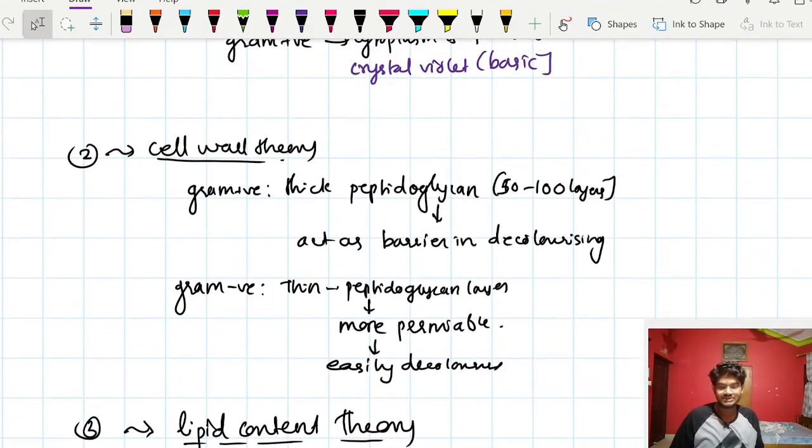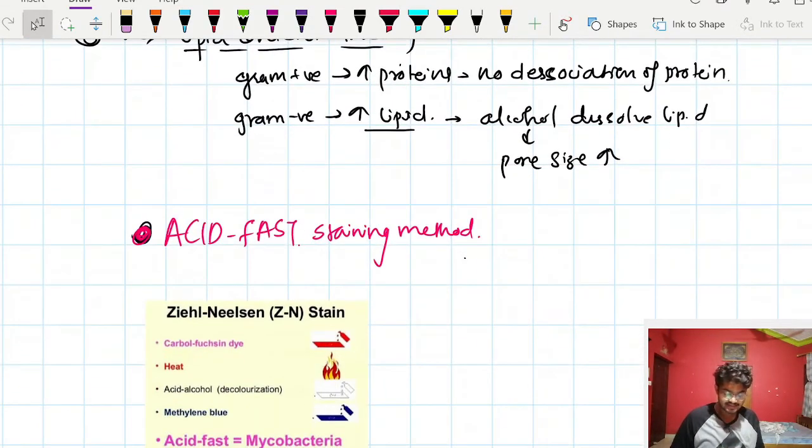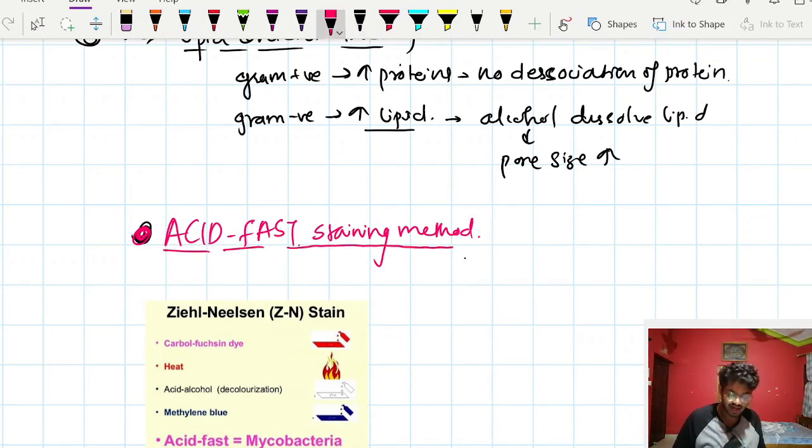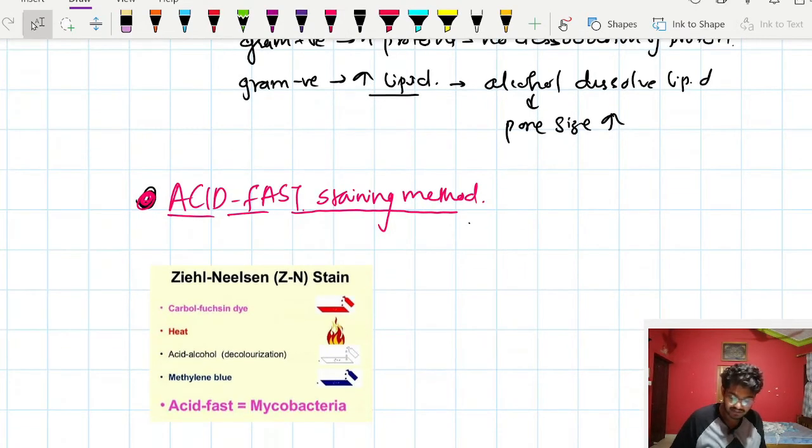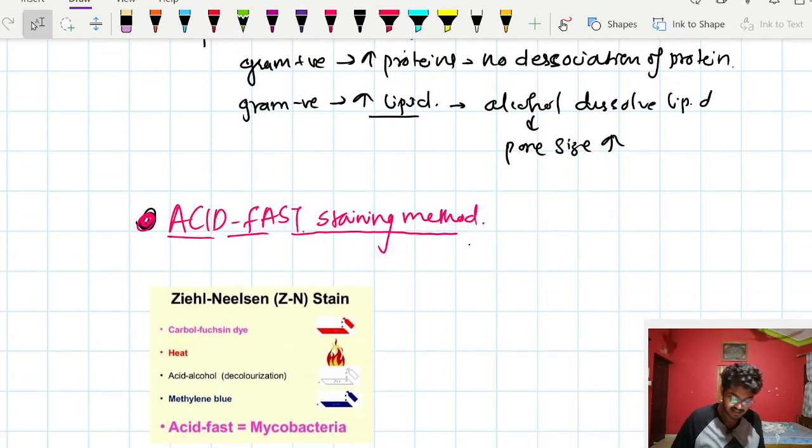The next differential staining technique is our acid fast staining method. We told there are three differential techniques. Our first one is the Albert stain, then there is gram staining, then there is acid fast staining. Acid fast staining is also important because it is one of the best methods to differentiate mycobacteria. Never forget that mycobacteria are acid fast positive. It is asked entirely throughout.